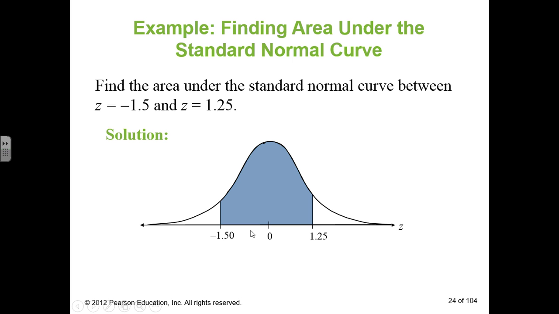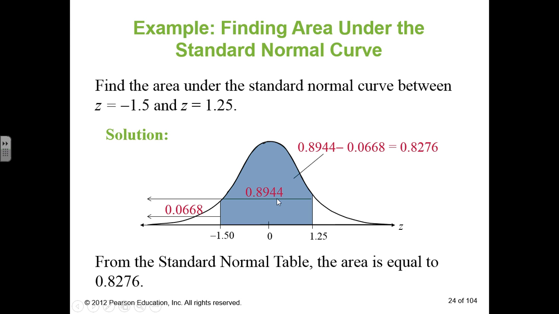Let's find area between two values. We're looking for the area between here and here. We look up 1.25 in the table, and we see that that area is 0.8944, but that includes all the way over forever this way. We want to subtract out this piece here, so we look up negative 1.50 and see it's 0.0668. 0.8944 minus 0.0668 is the area shaded in blue, or approximately 0.8276.